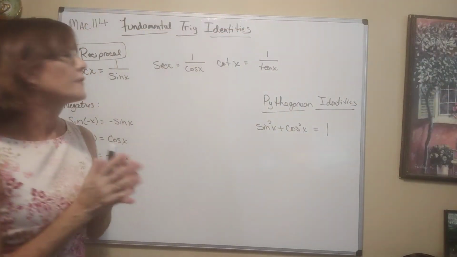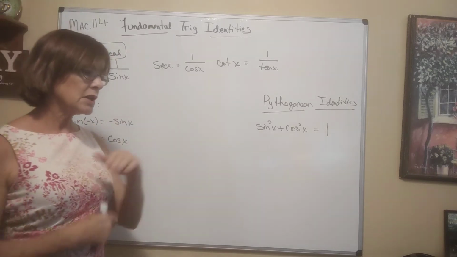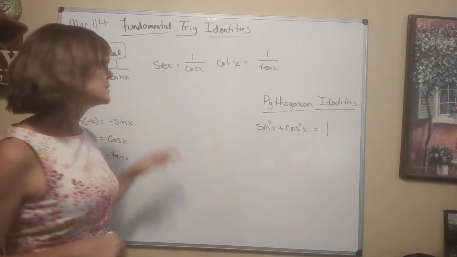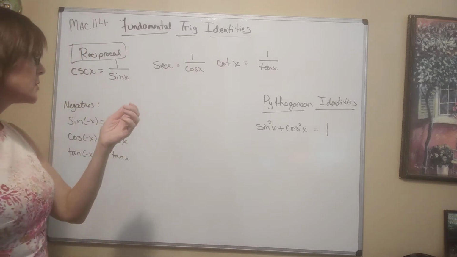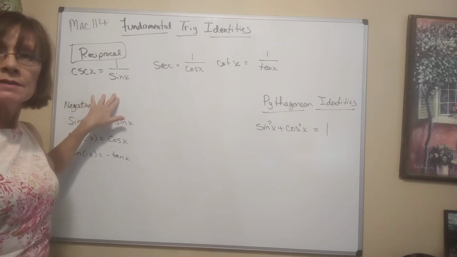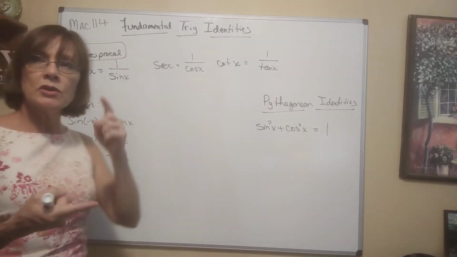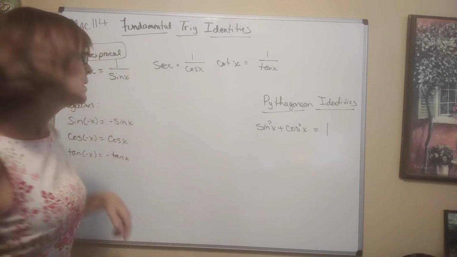Right, we are ready for the fundamental trig identities in chapter 4. On your worksheet, I have listed them in a big box, and these are some of the ones that you see. The first that I want to make sure we pay attention to are the reciprocal identities. Reciprocal means when you reverse the numerator and the denominator, or it's 1 over something.